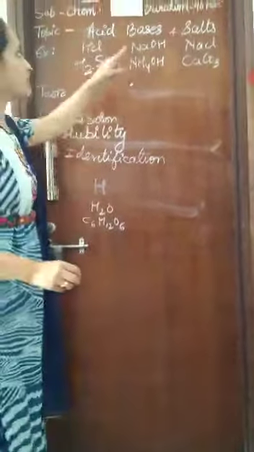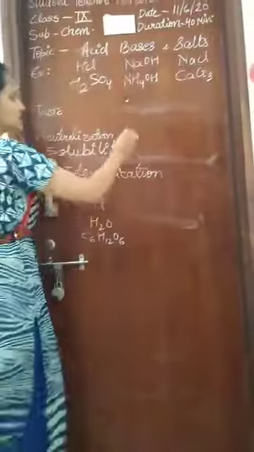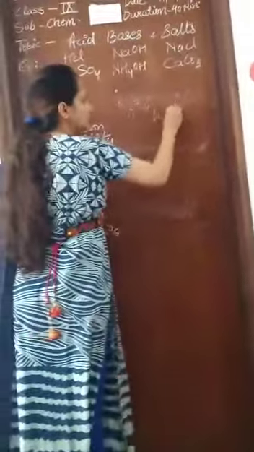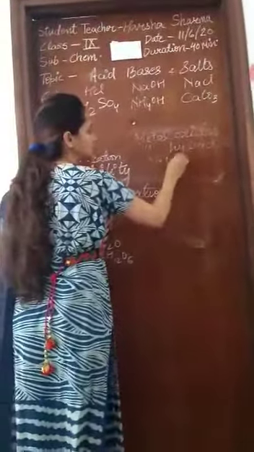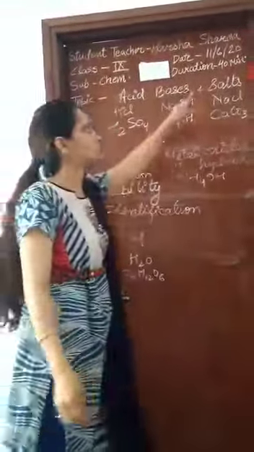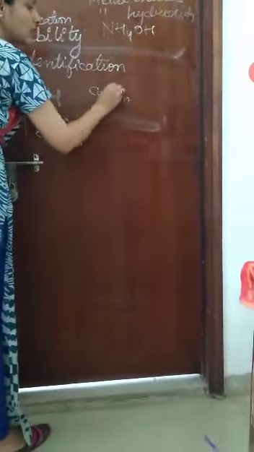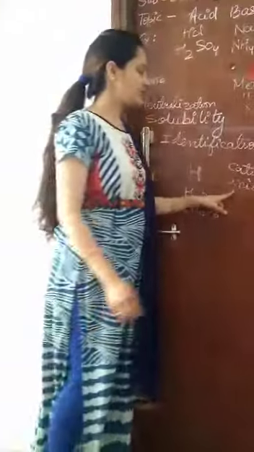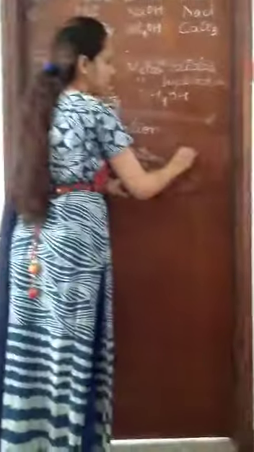If I talk about bases, bases are metal oxides, metal hydroxides, or ammonium hydroxide. Whereas if I talk about salts, all salts should contain a cation other than hydrogen, and an anion other than the hydroxide ion. The simplest example will be Fe2SO4.